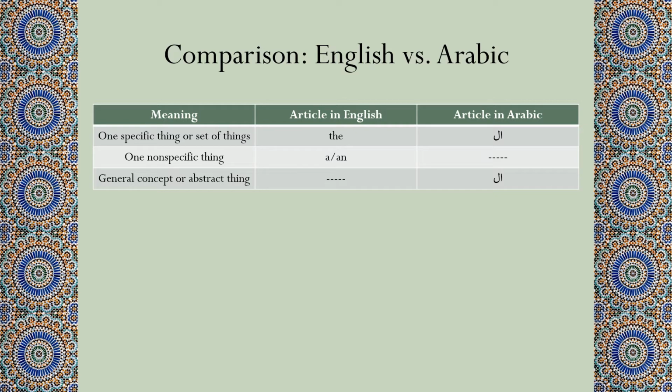Similarly, the two languages are also different when it comes to describing a general concept or abstract thing. In English, there's no article. You just put the noun by itself. Whereas in Arabic, however, you use the definite article, Alif Lam.